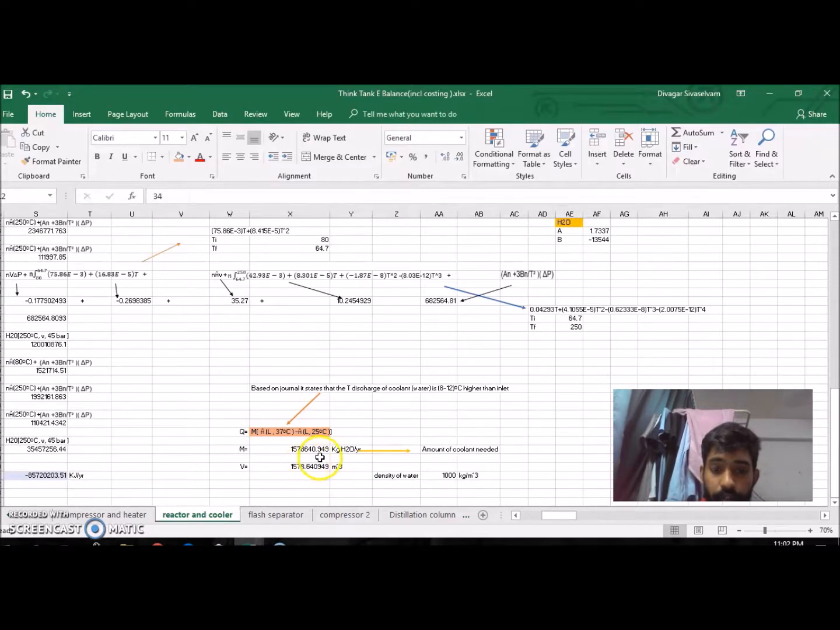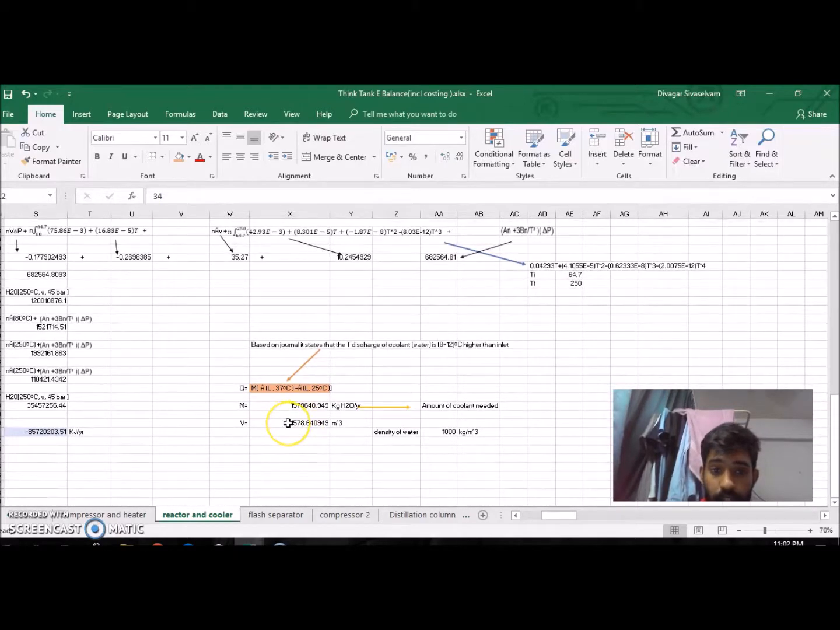So based on that, I found the number of kg of water needed per year, and the volume is stated here for 1 year, because we have to have the unit in m cube so that we can find the volume. I mean the cost using this tariff.